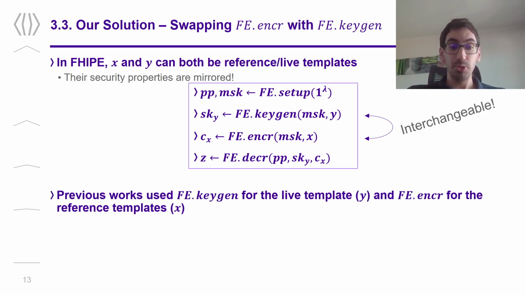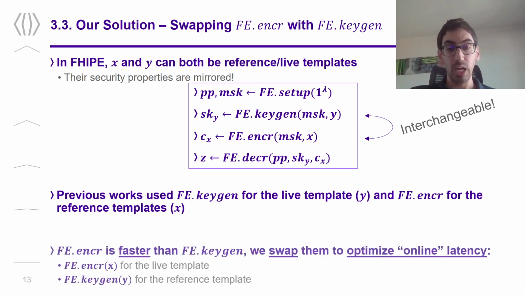In this point, previous works all used the key generation for the live template, Y, and the encryption for the reference templates. However, we noted, thanks to our preliminary experiments, that the encryption is faster than the key generation, and thus we can safely swap them to optimize the online latency, that is, the latency that happens during the matching phase. This way, we'll be using the encryption for the live template and the key generation for the reference template.